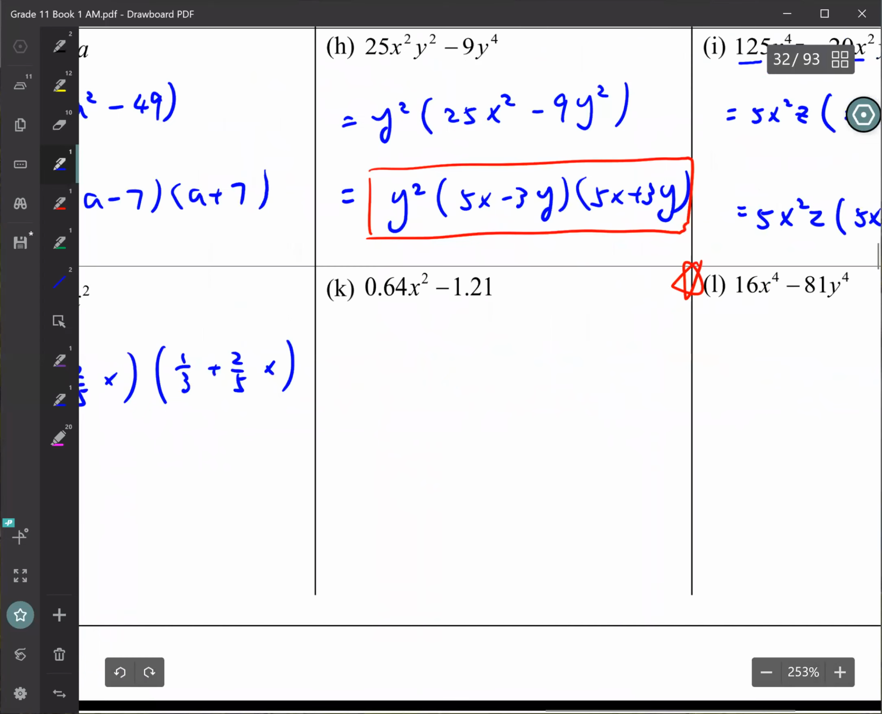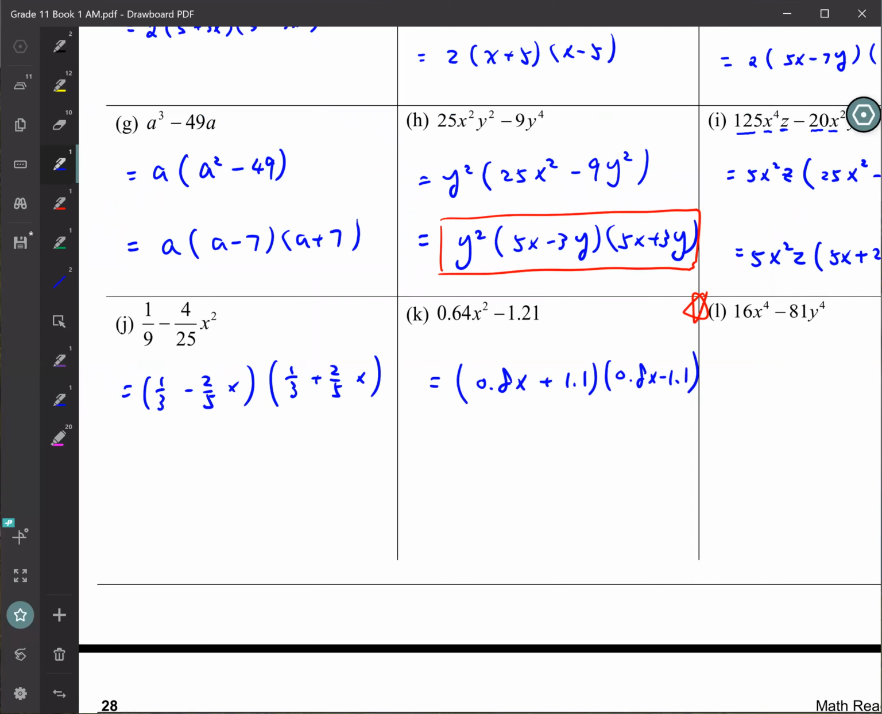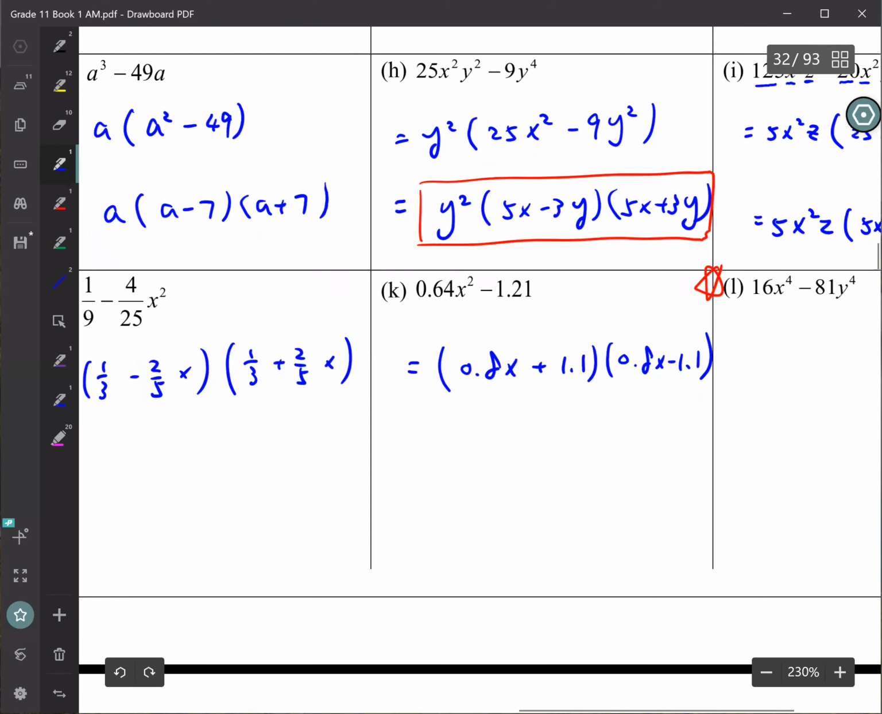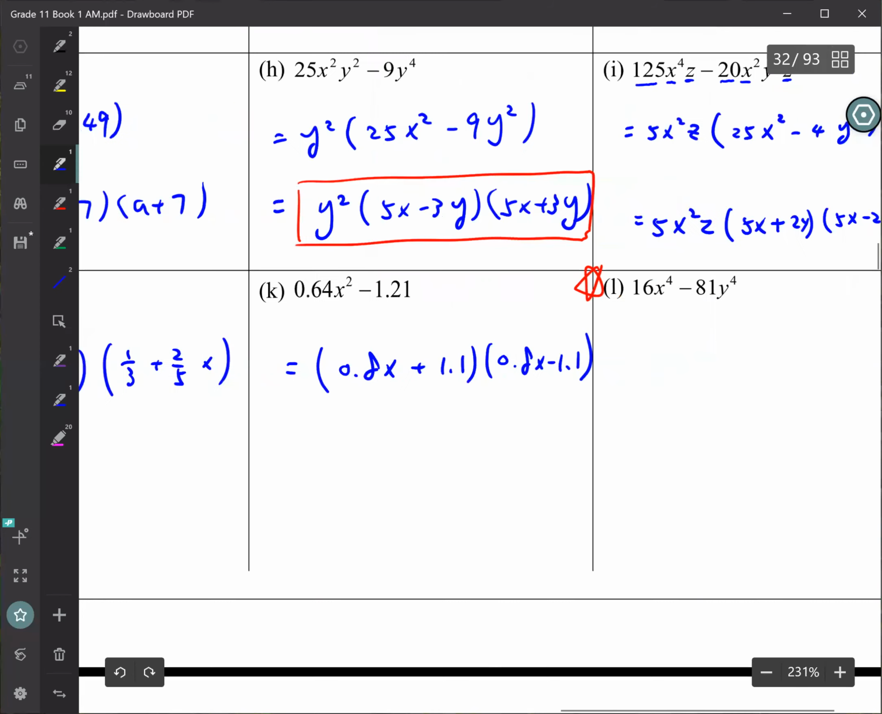Okay, question K, Yosher. 0.8x plus 1.1 and then 0.8x minus 1.1. Okay, so if you don't know the square root of the decimal, then you try it with the calculator, right? Punch into the calculator square root of 0.64, see if it works. Sometimes if it doesn't work, then you go back and check, is there any GCF you can take out first, right? The same thing, it's just different numbers.